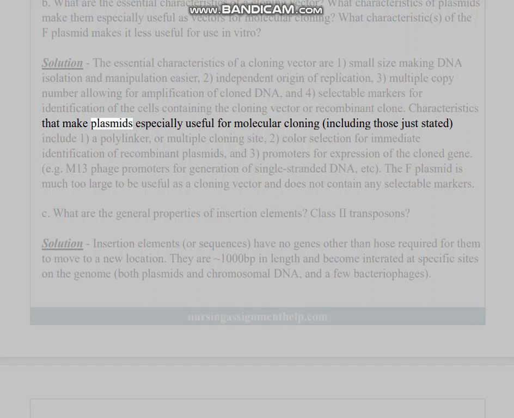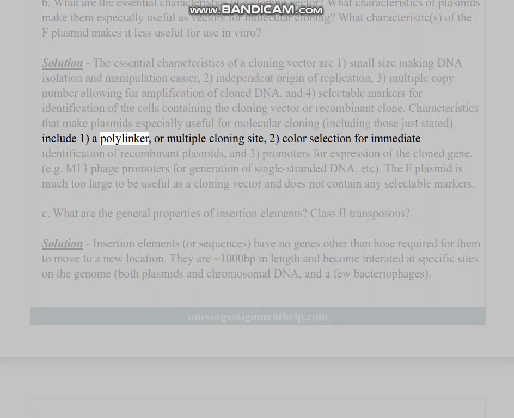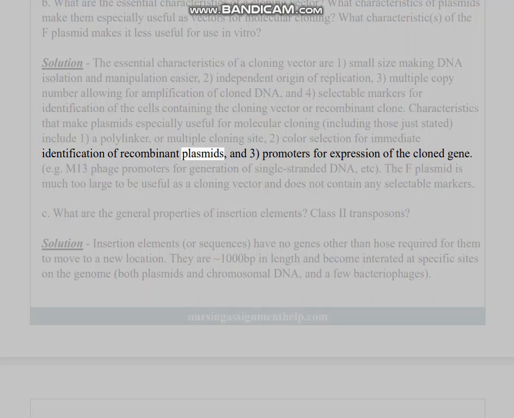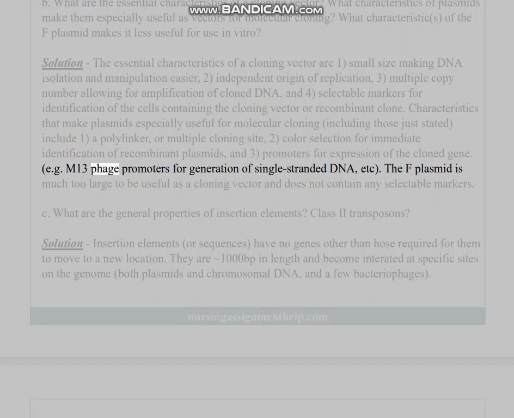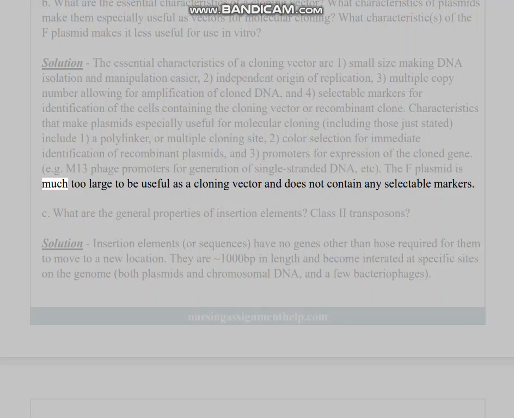Characteristics that make plasmids especially useful for molecular cloning, including those just stated, include 1. A polylinker, or multiple cloning site, 2. Color selection for immediate identification of recombinant plasmids, and 3. Promoters for expression of the cloned gene, e.g. M13 phage promoters for generation of single-stranded DNA, etc. The F plasmid is much too large to be useful as a cloning vector and does not contain any selectable markers.